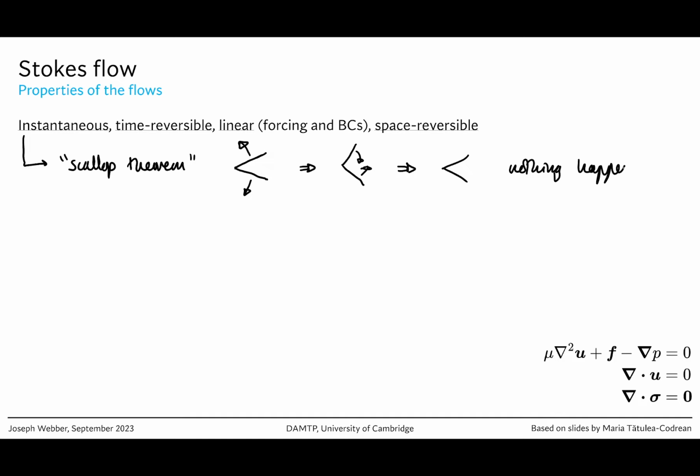Because of the lack of time dependence, this stroke has exactly the opposite effect to this stroke. So you don't swim anywhere. Microorganisms have to be really clever about how they're swimming if they're swimming in Stokes flows. That's what we get from time reversibility: instantaneity and time reversibility. Linearity and space reversibility lead to some really interesting cases.